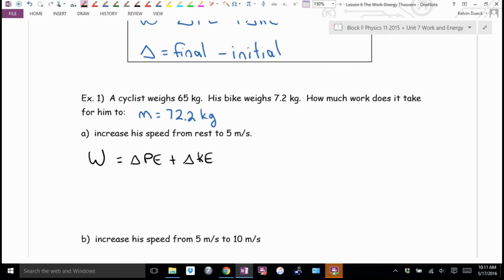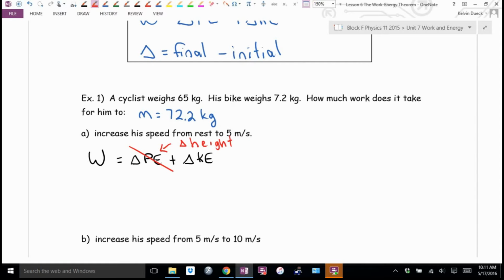Change in potential, what we really think about here is a change in height. I don't think this question is giving me a change in height. I think this is over flat level ground. So you know what the change in potential energy is here if there's no change in height? Nothing. Is that okay, John? Change in kinetic.